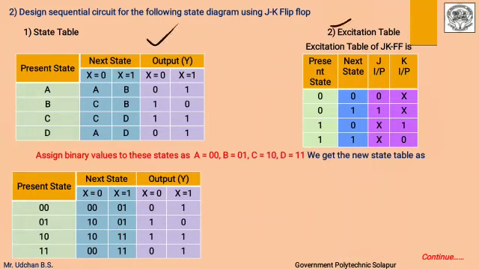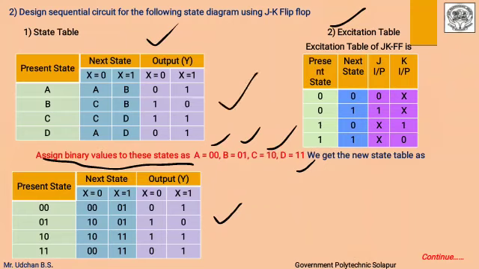The state table and excitation table for forming the state transition table. Now here the state names are given as A, B, C, D. Now I will assign the binary values to the states. For A 00, for B 01, for C 10, for D 11. So after assigning the binary values, the state table will look like this. This state table and this state table are the same, only the state names A, B, C, D are replaced with their binary values.